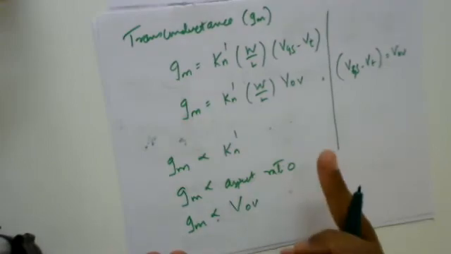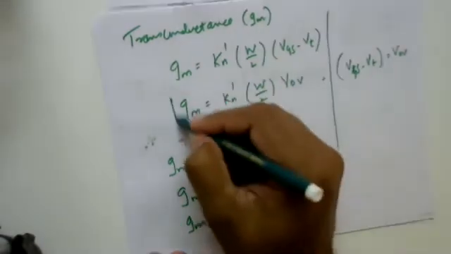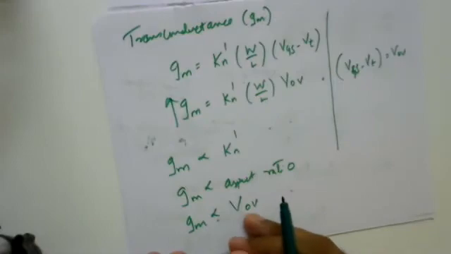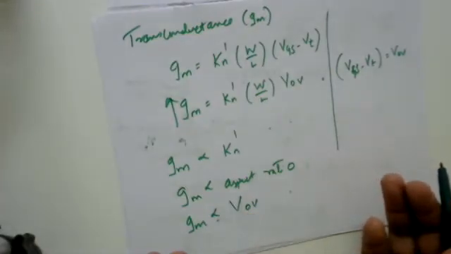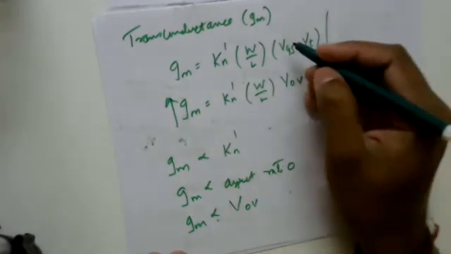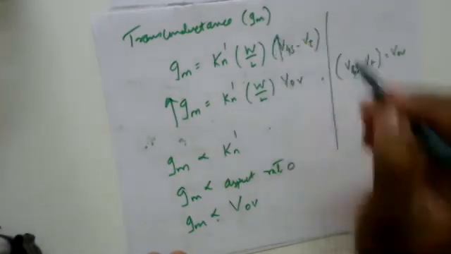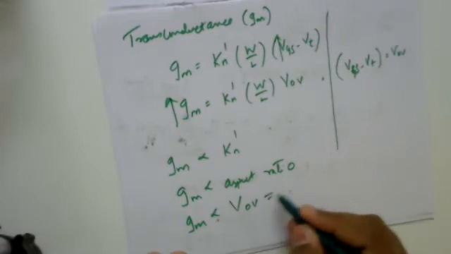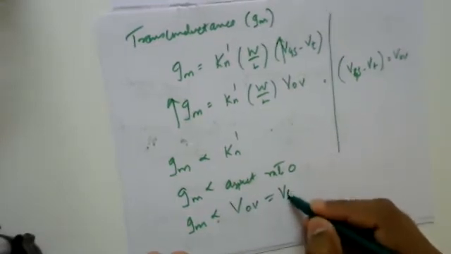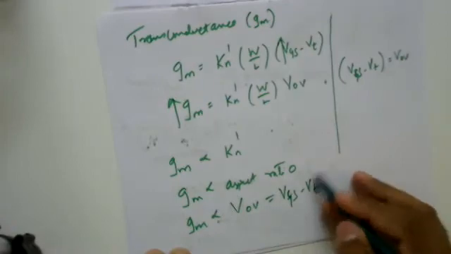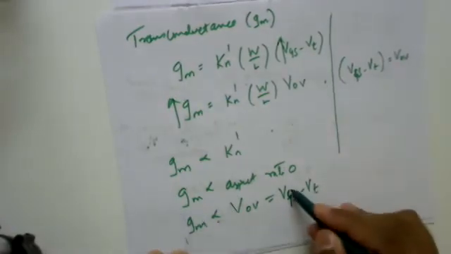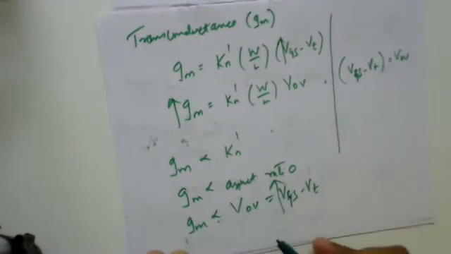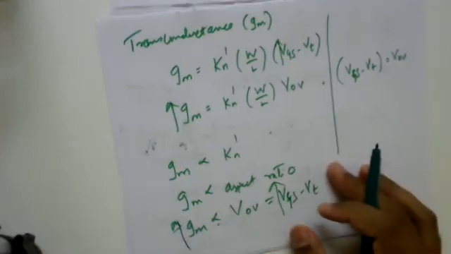Now it is possible to increase GM. If I want to increase this GM, it's possible by biasing the device at a larger VGS. Nothing but what? By increasing the value of VGS. Because I know that this VOV is VGS minus VT. So VT is constant. So if I want to increase this GM, then I can just increase this VGS. So if I increase VGS, my transconductance also increases.